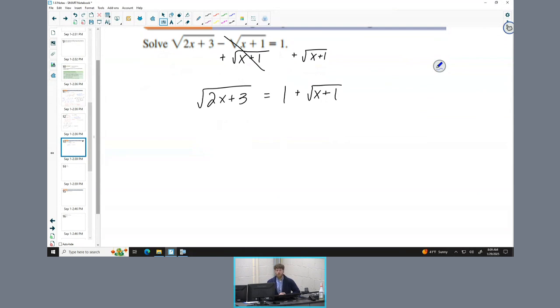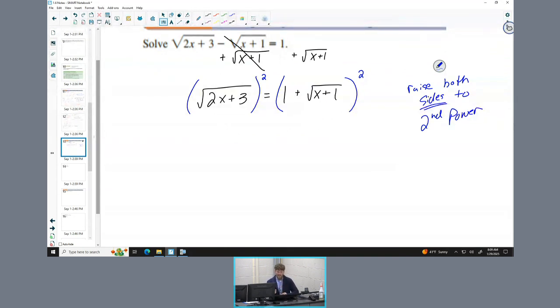All right, I got one radical by itself. So now I need to raise things to the power to get rid of that radical. So I need to raise this to the 2nd power. And now notice, when I raise to the power, I got to raise both sides. I'm not doing individual terms. You got to raise both sides to the 2nd power. Not individual terms, but sides, right?